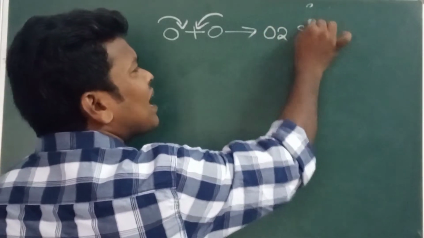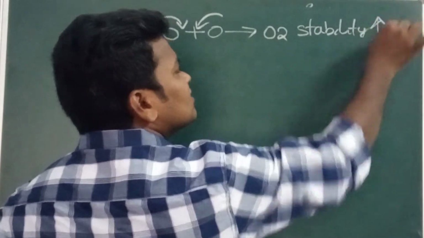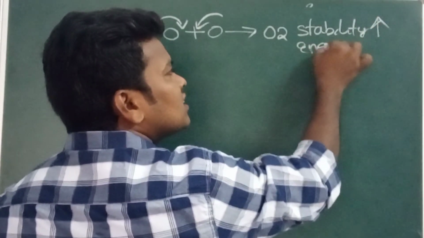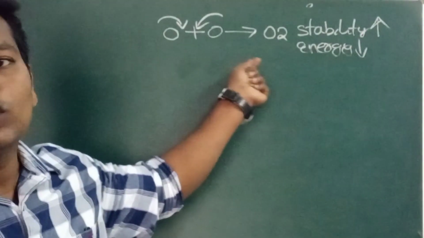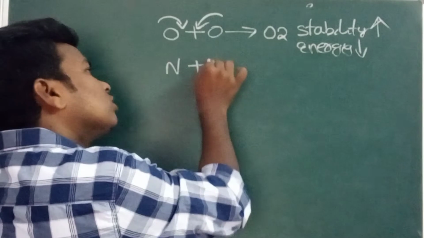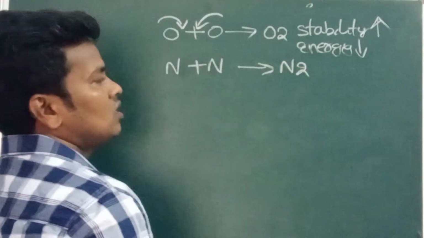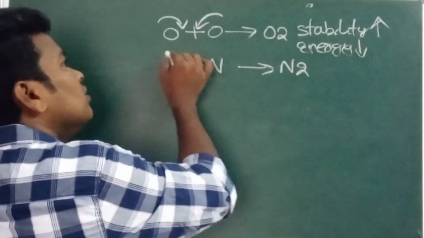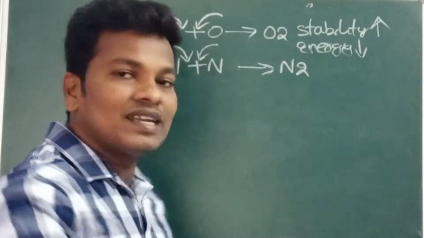In this process, what will happen? Stability is increasing. What about the energy? Energy is decreasing. Atoms are combining to achieve stability. For example, if you take another atom, nitrogen and nitrogen, they combine and form the N2 molecule. Stability is increasing. When they come close to each other, they release energy.